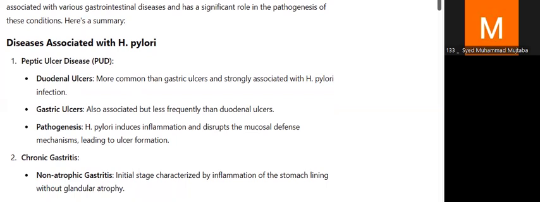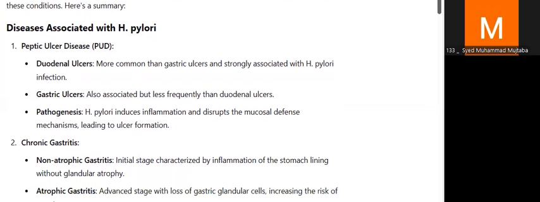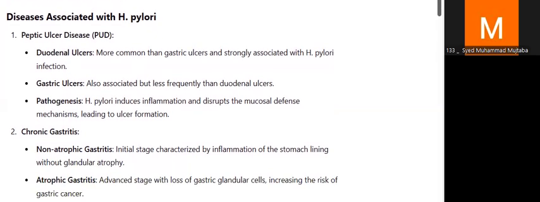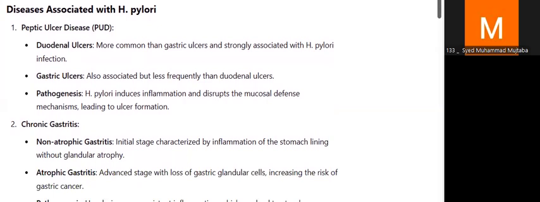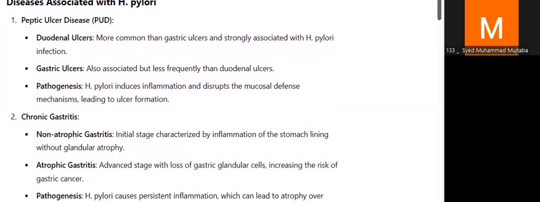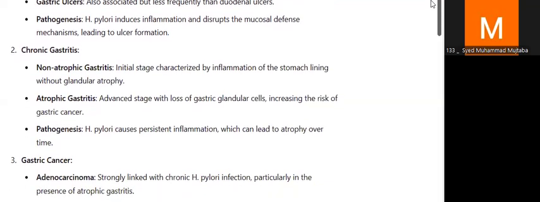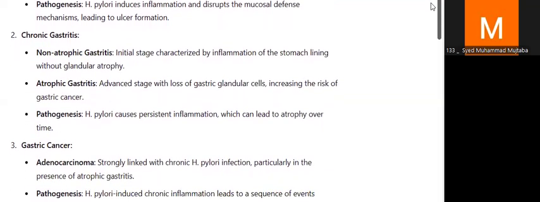Now, if we come to the pathogenesis of H. pylori, it induces inflammation in the body, and inflammatory markers such as interferons and cytokines are released, which lead to cellular disruption, and naturally the immune system of the body gets activated. Now, another complication is chronic gastritis. Chronic gastritis means that there is atrophy of the gastric cells as well as severe inflammation.